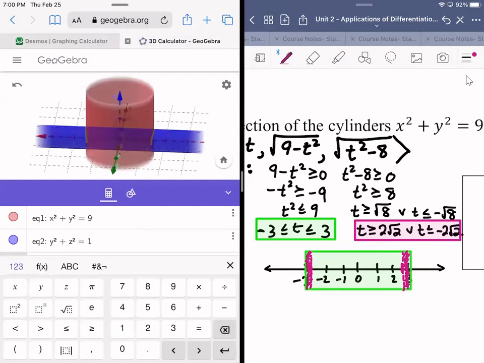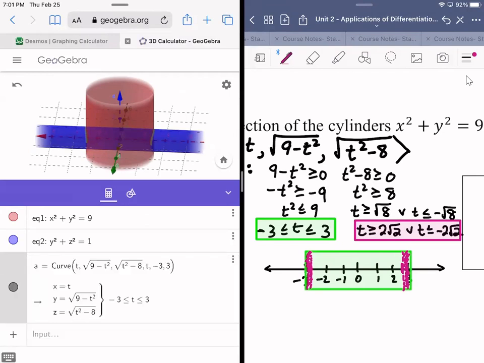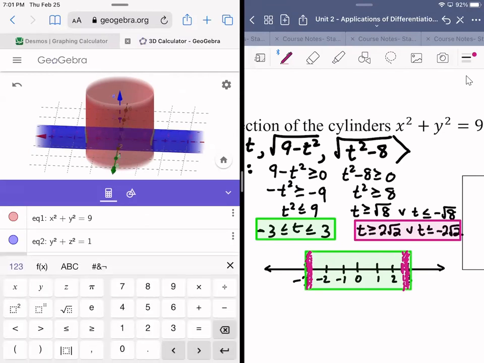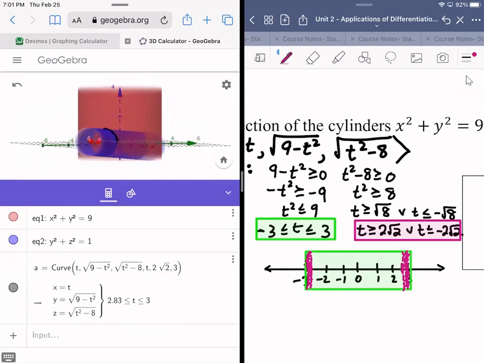Instead of saying I'm going to go from negative 3 to 3, if the dang thing will let me, I'll try 2 radical 2 to 3. All right. So I won't worry about the negatives for now and see where that takes me. So the t value is going from 2 radical 2 to 3. You see now that only gives me one piece of it.